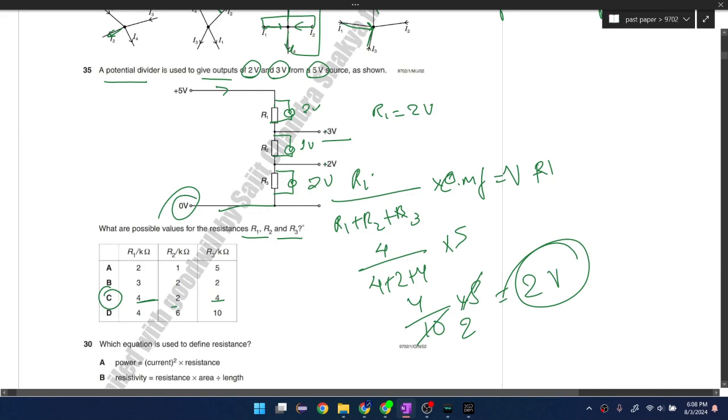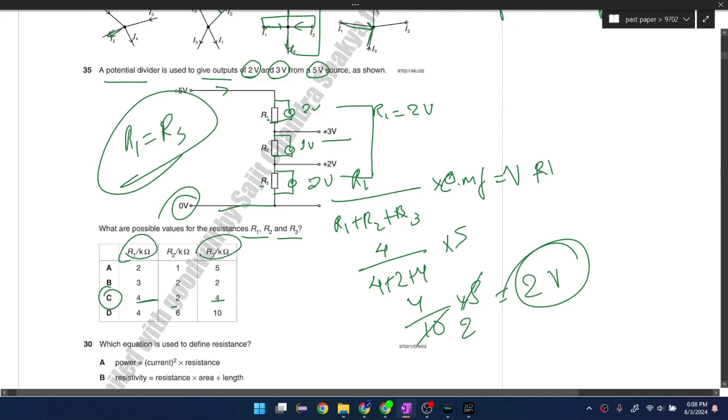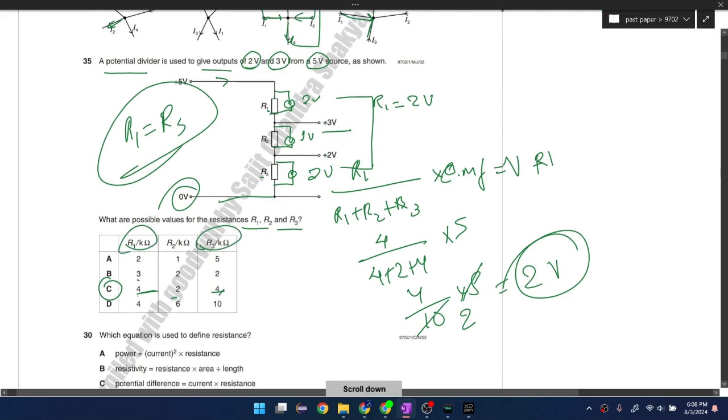So they both must be in the same ratio. Why? Because voltage is divided according to the ratios in a normal circuit. So R1 must be equal to R3. And if we look here, R1 is equal to R3, 4 and 4. The correct answer is C.